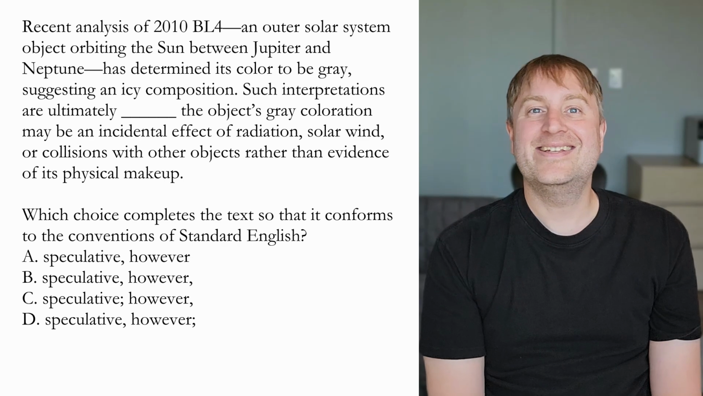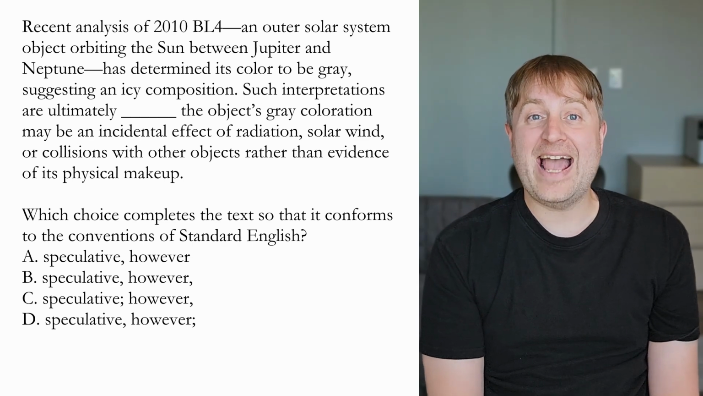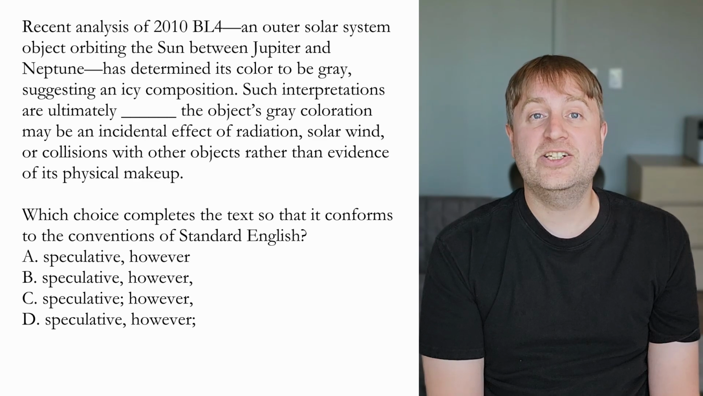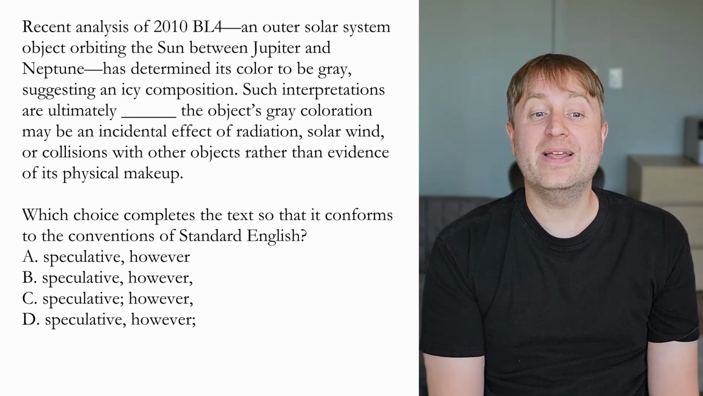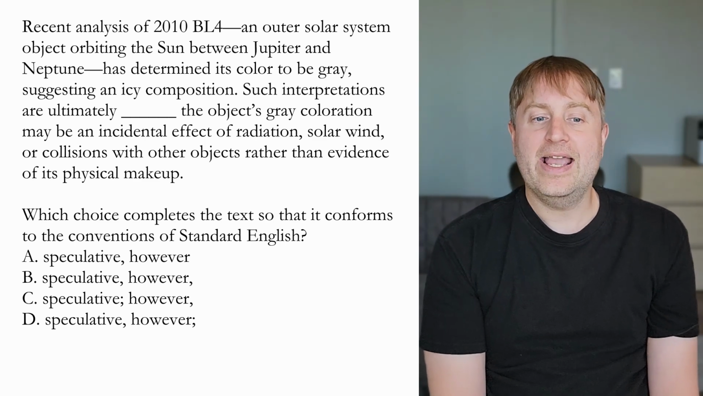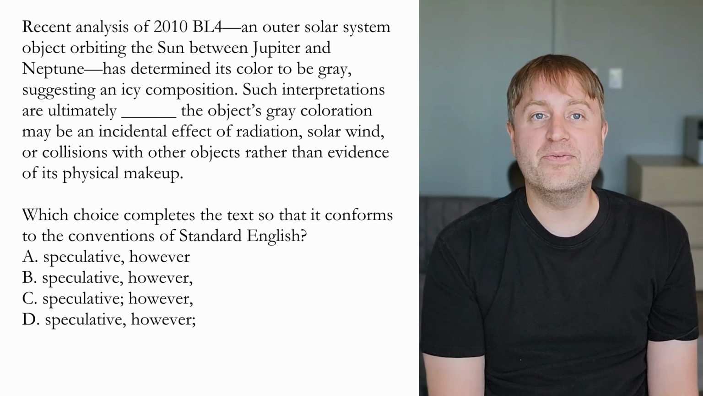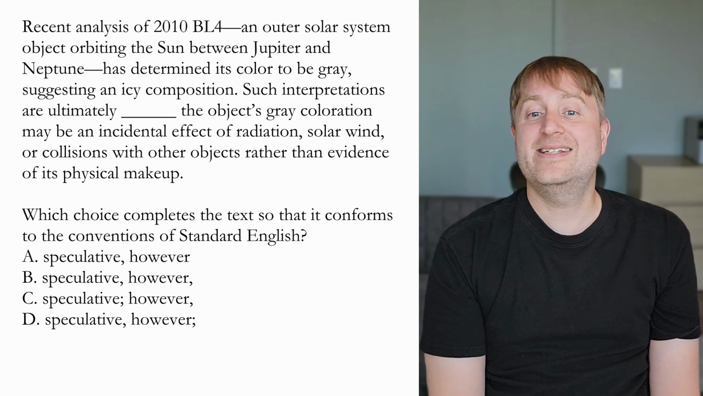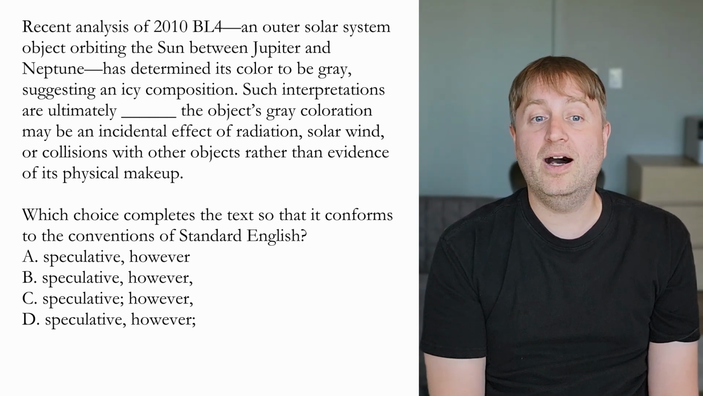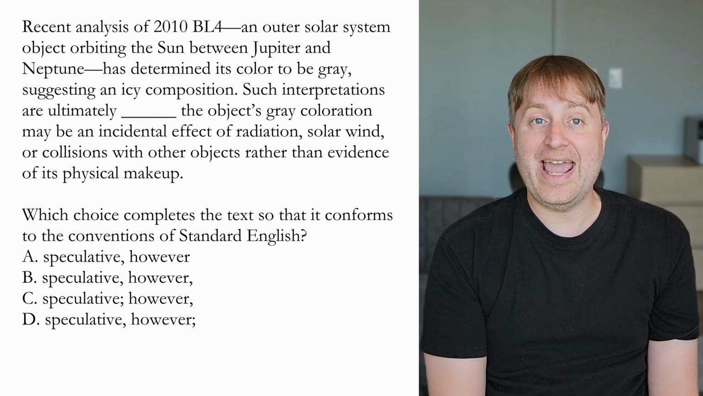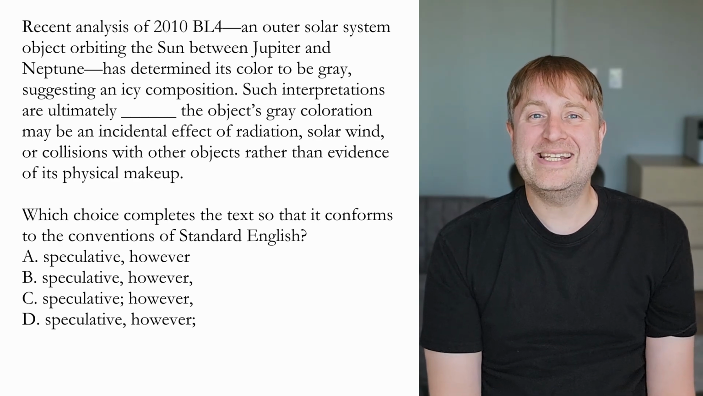Now, looking at the sentence with the blank in it, we can see that it's actually two complete sentences. "Such interpretations are ultimately speculative" is a complete sentence, and from "the object's gray coloration" all the way up until the end of the text is another complete sentence. And because complete sentences can't be separated by commas, most students can easily rule out answer choices A and B. But what about C and D?